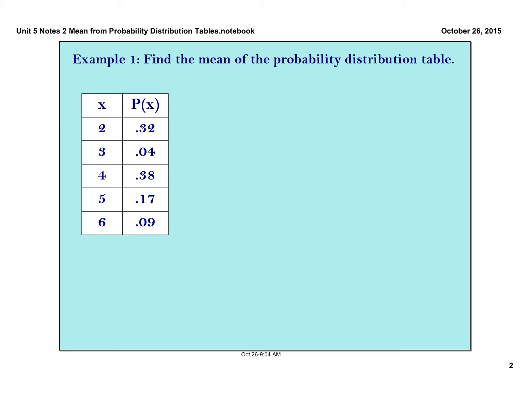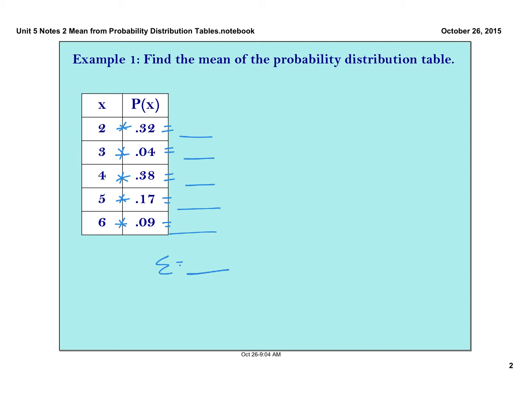So in example 1, it says find the mean in the probability distribution table. Finding a mean here is pretty simple. Basically, you need the value, whatever the value is that you're looking at, times its probability all the way down the table. So we're going to take each value times its corresponding probability, and then when we get to the end, we're going to find the sum of all of those products. So that's our process there.